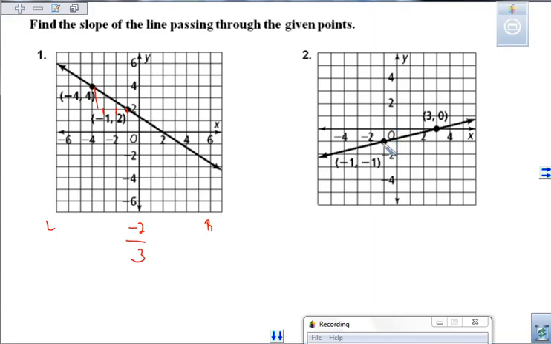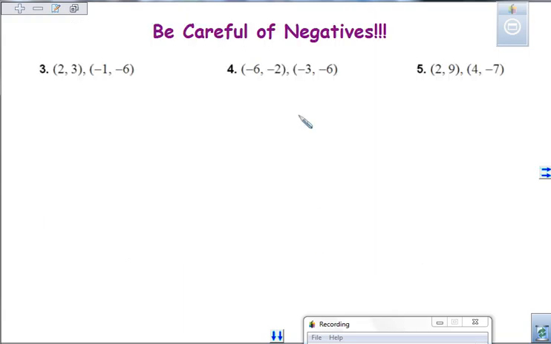Number 2, again, here's a spot. Our rise is up 1, and my run is 1, 2, 3, 4. So life is good when we have a graph and we can count our squares. Let's try some examples with points.